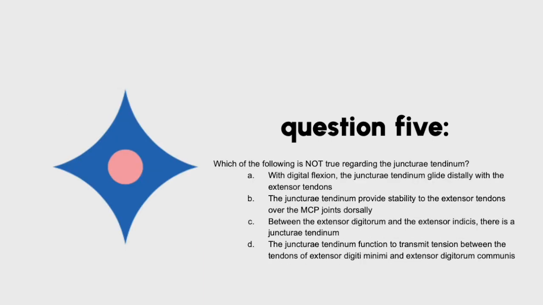Question 5. Which of the following is not true regarding the juncturae tendinum? A. With digital flexion, the juncturae tendinum glide distally with the extensor tendons. B. The juncturae tendinum provides stability to the extensor tendons over the MCP joints dorsally. C. Between the extensor digitorum and extensor indicis, there is a juncturae tendinum. D. The juncturae tendinum function to transmit tension between the tendons of the extensor digiti minimi and extensor digitorum communis.